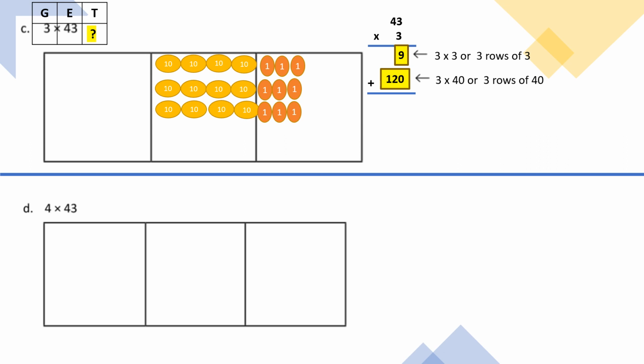Let's work our ones place first. 9 plus 0 is 9. The only thing in our tens place is a 2, so we just bring that down. And the only thing in our hundreds place is a 1, so we write that down. So that means that 43 times 3 is 129.